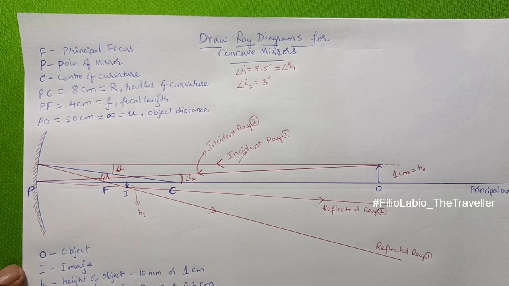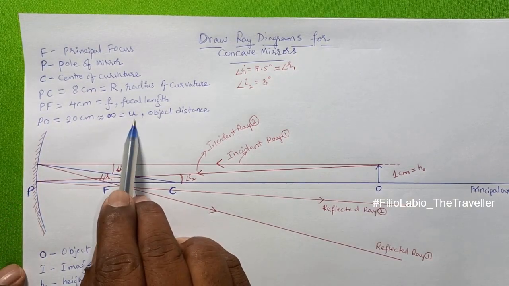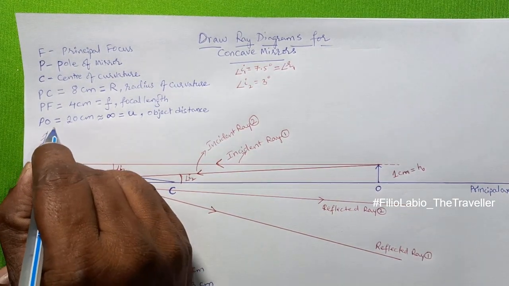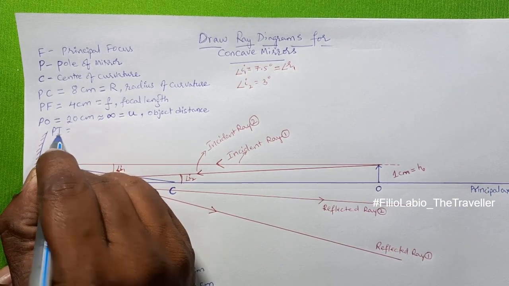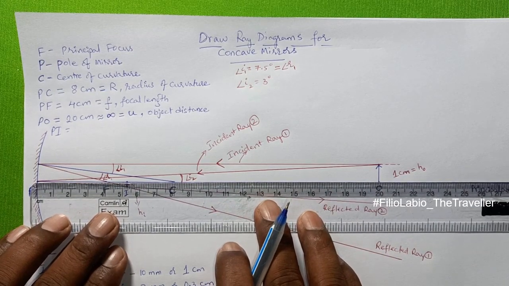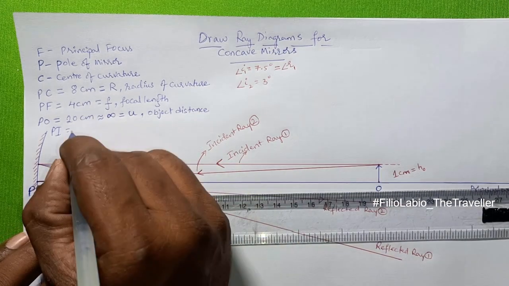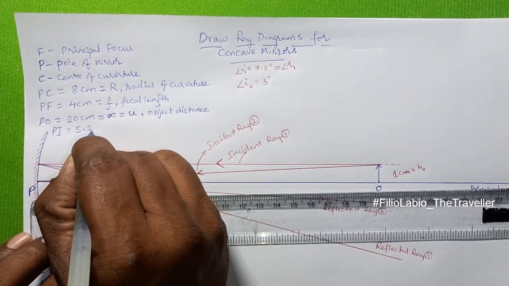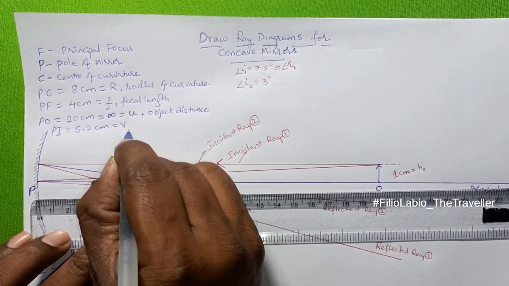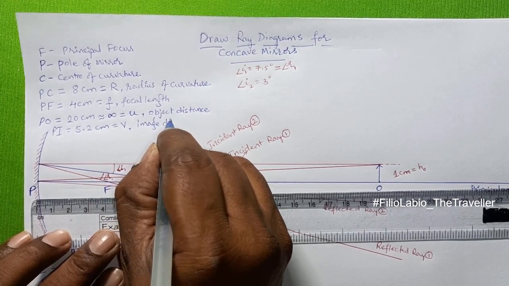In order to know this, PO, P and O, is the object distance. P and I, PI, is called the image distance. Let us measure it. So from P to I, it is around 5.2 centimeters. This is also represented with a small letter v, called the image distance.